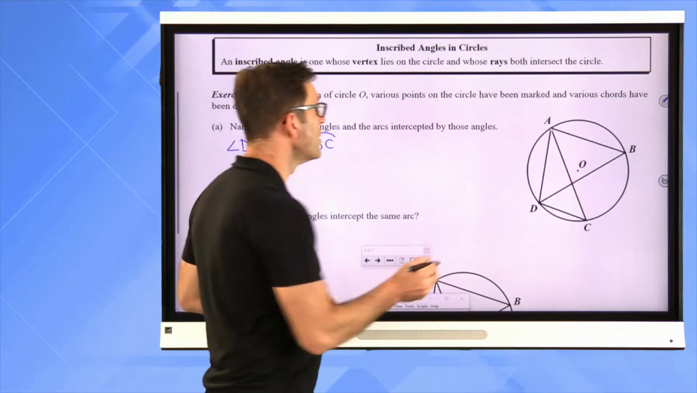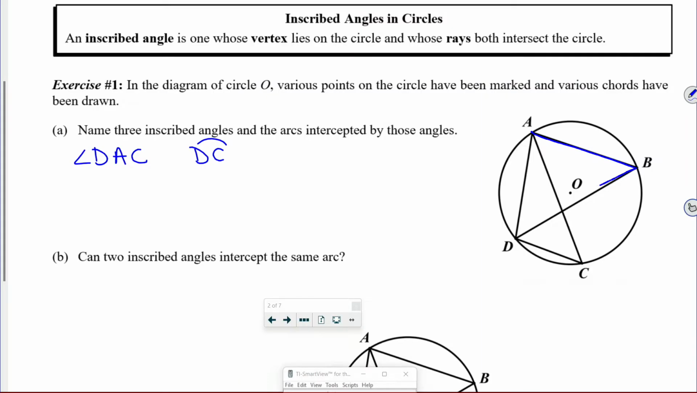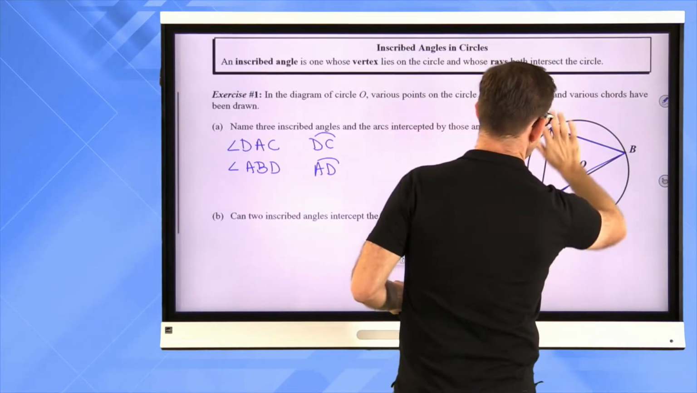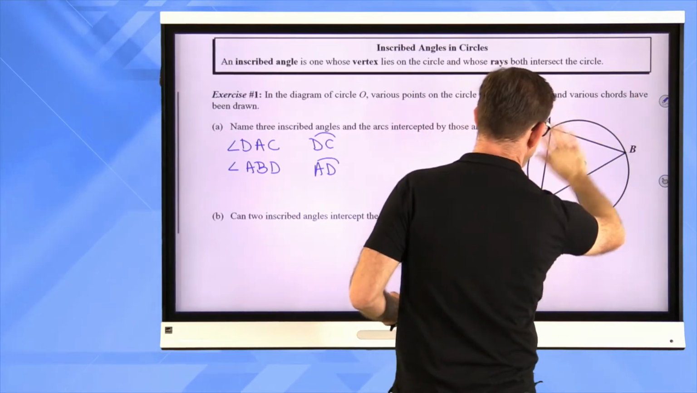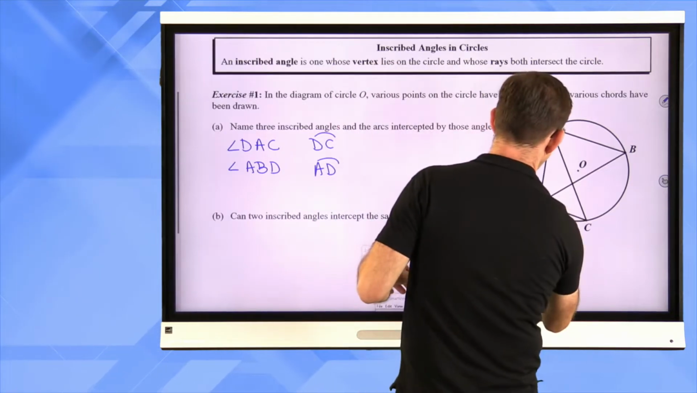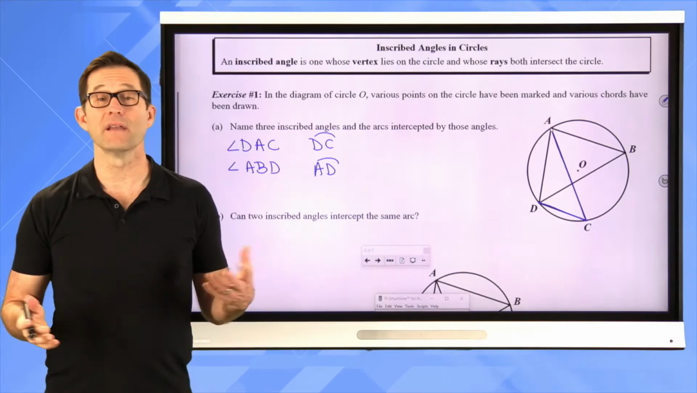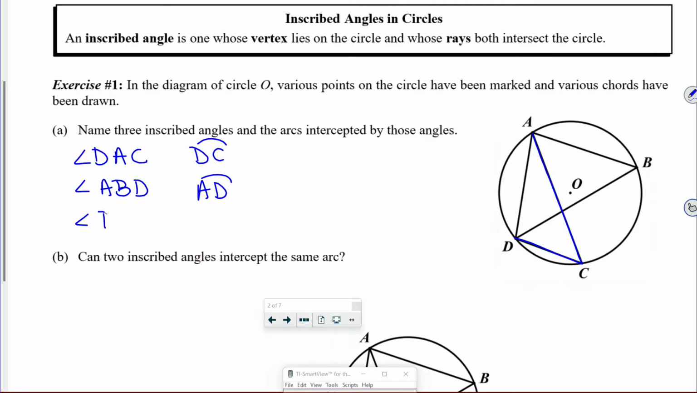All right, well, let's go with this particular angle. Let's go with angle ABD. So angle ABD, and the arc that it intercepts is arc AD. So that's a nice inscribed angle. Let me erase that as opposed to just throwing it around the screen. Let's see, how about angle DCA, right? That's an inscribed angle. So angle DCA is inscribed, and the arc that it intercepts is arc AD.